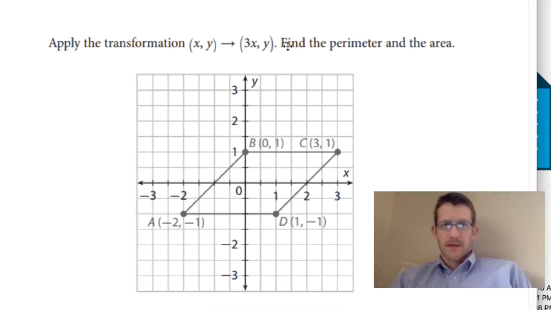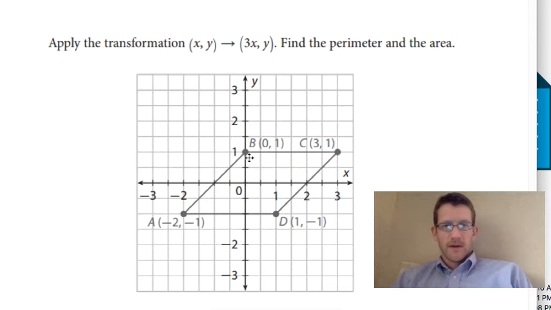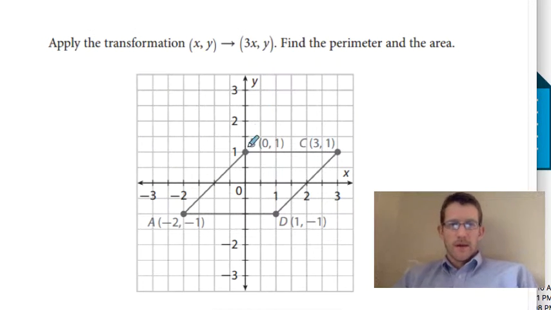That's the first question they ask. Find the perimeter and area. But first we want to find the perimeter and area of the pre-image here. So we should be pretty familiar with how to do this.